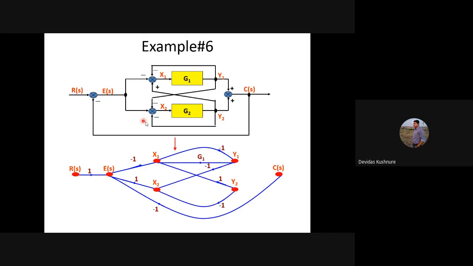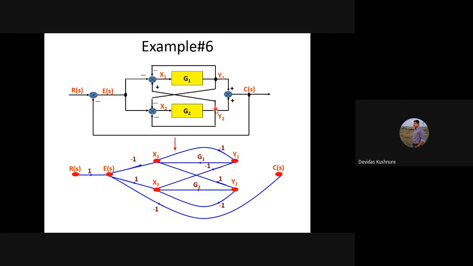Likewise, we have 3 signals associated with X2. One is from E(s), that is positive, we don't have any sign, that means the signal is positive. From Y1 we have one signal, that is -1, and we have a signal from Y2, which is -1, and we have one outgoing signal from X2 to Y2 with gain equal to G2, right?